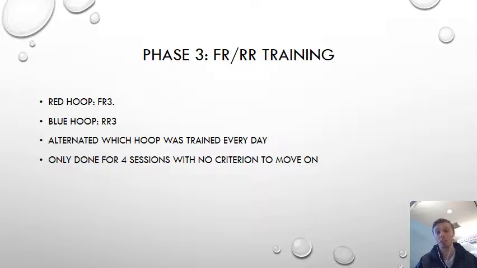I didn't take any data that helps suggest that this assisted. So that's something I would do definitely if I were to repeat this. I would maybe take data between 2 subjects, do the FR/RR discrimination before presenting both, or just go straight to concurrent. So I alternated which was trained every day and only did 4 training sessions. No criterion to move out to phase 3.